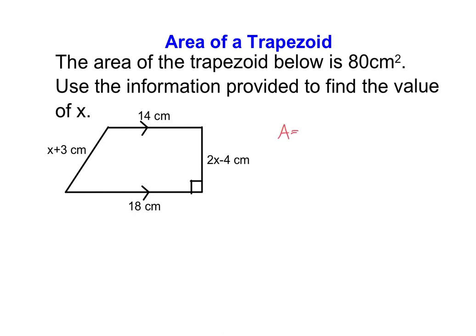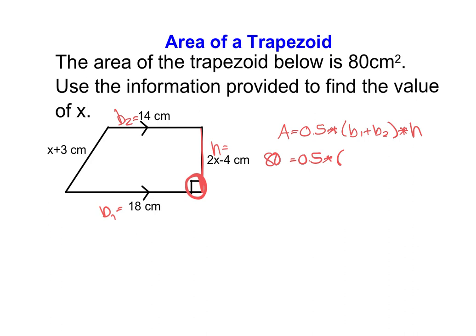So we have area equals 0.5 times base 1 plus base 2 added together times our height. So I'm going to start off by finding my height, which I know is a 90-degree angle connecting two bases. So my height is going to be 2x minus 4. Then my base is going to be the 18, so that's base 1. And then base 2 is going to be 14, because those are the two side lengths connected by the height. So our area is 80, so I'm going to substitute that in right away.